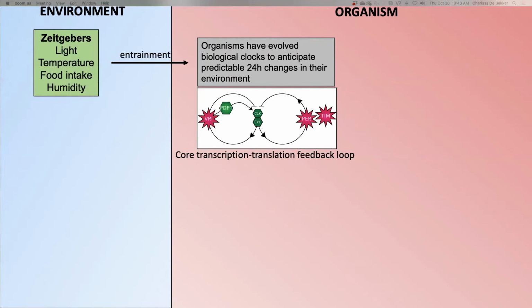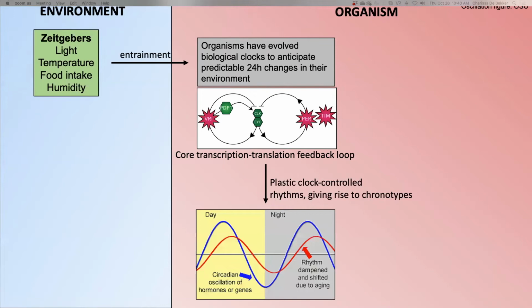So this can be light, temperature, food intake, availability of food, or predators, for instance, so biotic factors can play a role here as well. Generally, light is one of the biggest zeitgebers. And this feedback loop then gives rise to clock-controlled rhythms that can give rise to chronotypes. So individuals of a certain species don't all have exactly the same rhythm. It can be slightly different, and also throughout an animal's life cycle. When you compare different life stages, they can also have different chronotypes.